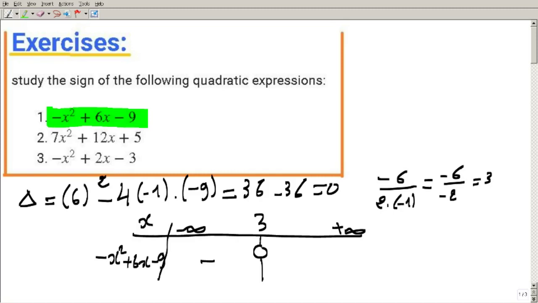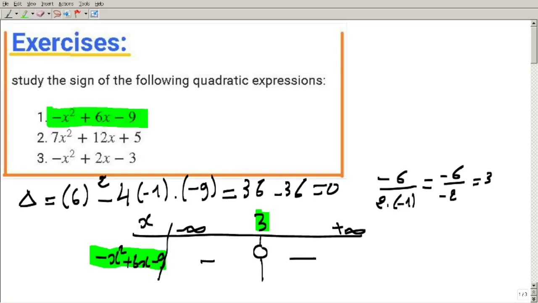Put here minus and here also minus, which means that the sign of the quadratic expression is negative everywhere, and equal to 0 for x equal to 3.